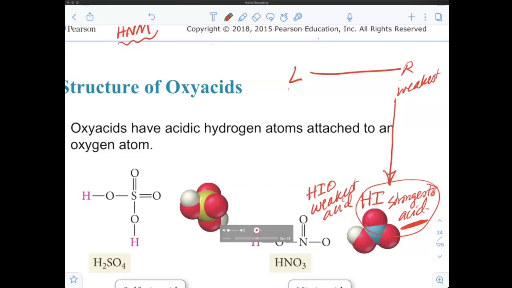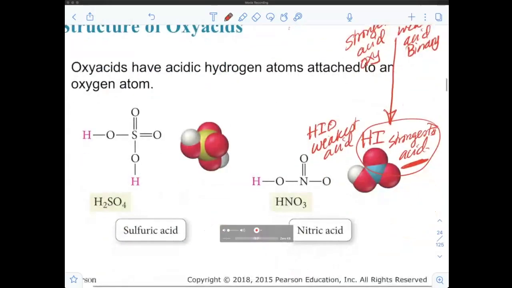This is only true for binary, right? Weakest acid on top. This works with binary. When you're dealing with oxy, it's the opposite. So you have the strongest acid on top, and this is with oxy, right? And then down here we have the weakest acid on the bottom.